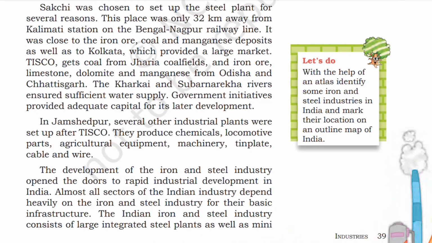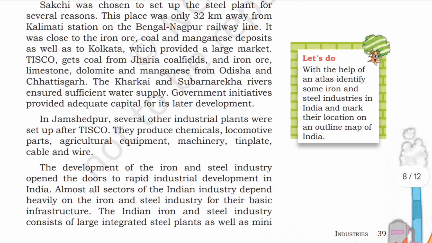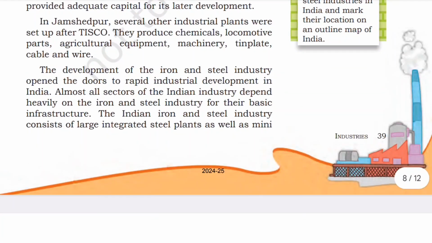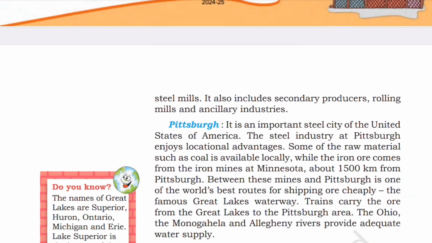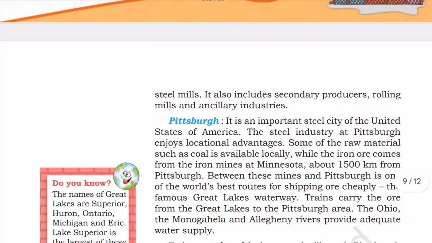In Jamshedpur, several other industrial plants were set up after TISCO. They produce chemicals, locomotive parts, agriculture equipment, machinery, tin plate, cable, and wire. The development of the iron and steel industry opened the door to rapid industrial development in India. Almost all sectors of Indian industry depend heavily on the iron and steel industry for basic infrastructure. The Indian iron and steel industry consists of large integrated steel plants as well as mini steel mills. It also includes secondary producers, rolling mills, and ancillary industries.